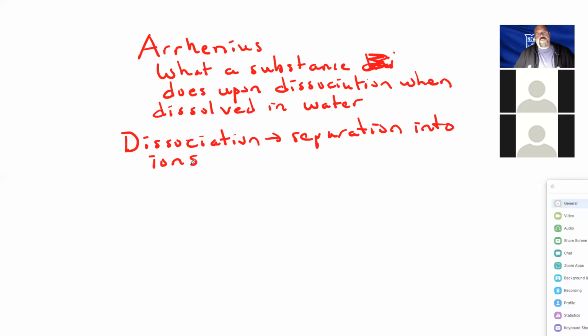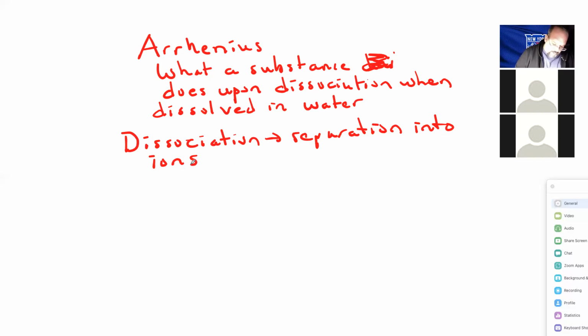Just because a substance dissolves in water doesn't mean that it dissociates. There are some substances that dissolve in water and stay as whole molecules. So that substance dissolves, but it doesn't dissociate. And there are other substances that not only will dissolve in water, but when they dissolve in water, they separate into ions. So not only do they dissolve, but they dissociate as well.